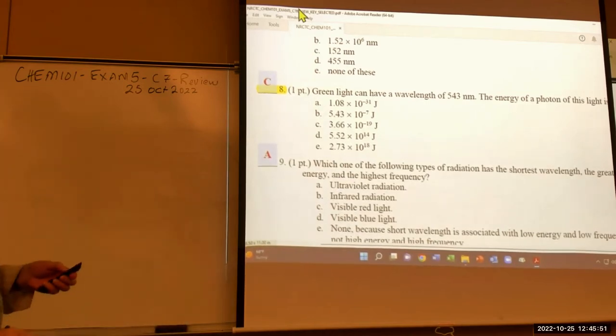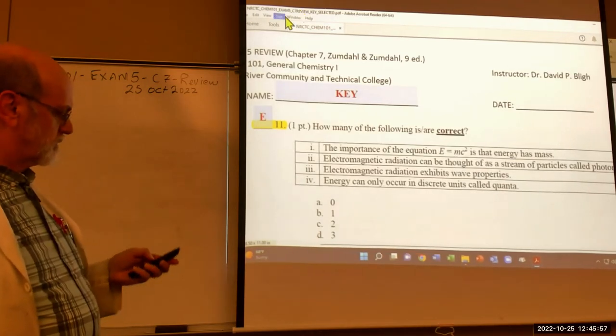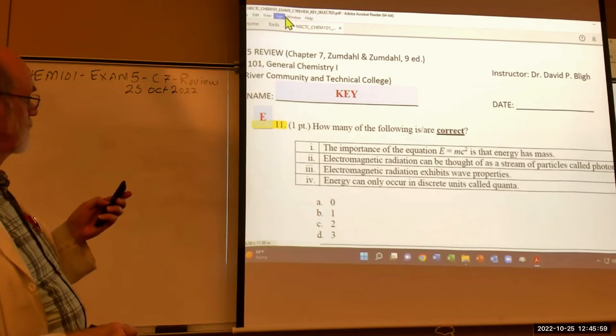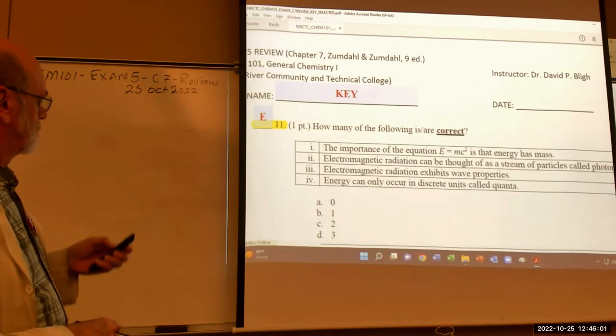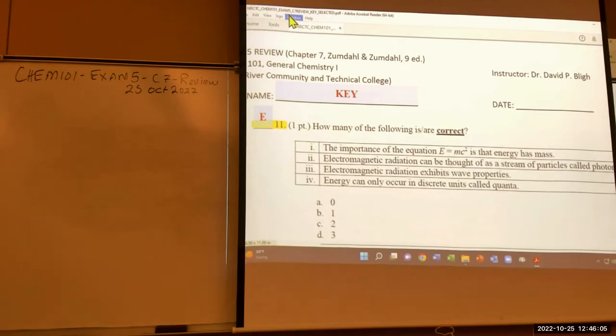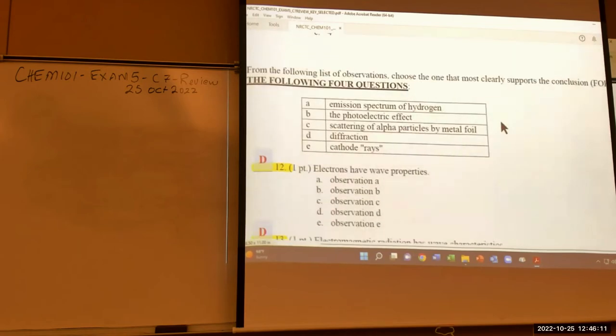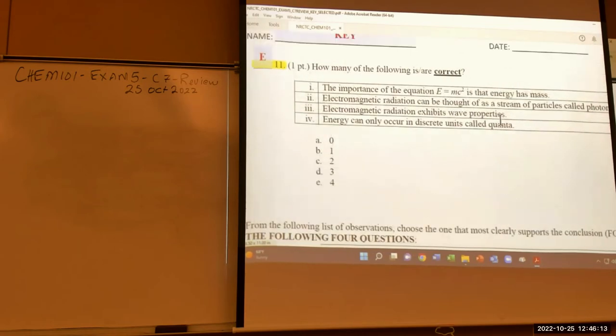All right, number 8. Let's see, I need to scroll this one a little bit. Oops, it's off the edge. I can't do it that way. So I need to do it the old-fashioned way. There'll be more eventually. We'll get this one out of the way and then we'll go to the next one.